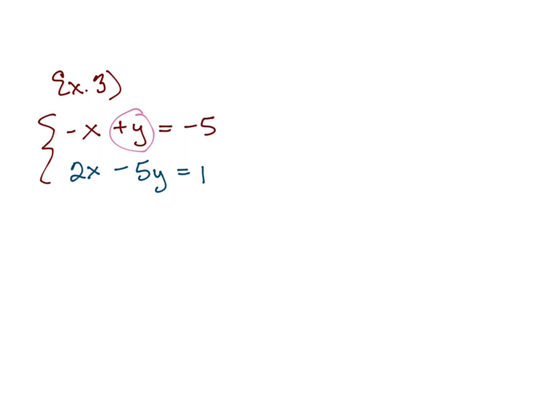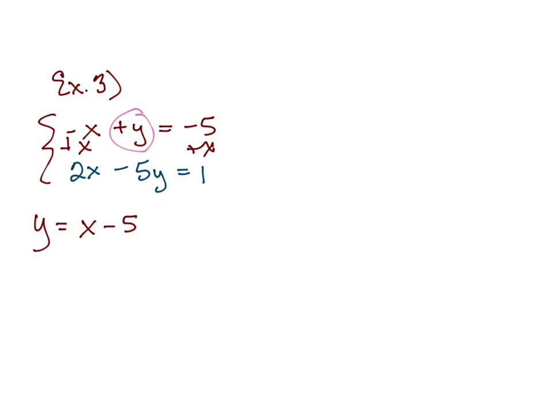Okay, so we're going to take our first equation, that negative x plus y, and we're going to solve it for y. What are we going to do to both sides? Plus x. Add x to both sides, she says. Y is going to equal x minus 5. Okay, y equals x minus 5.